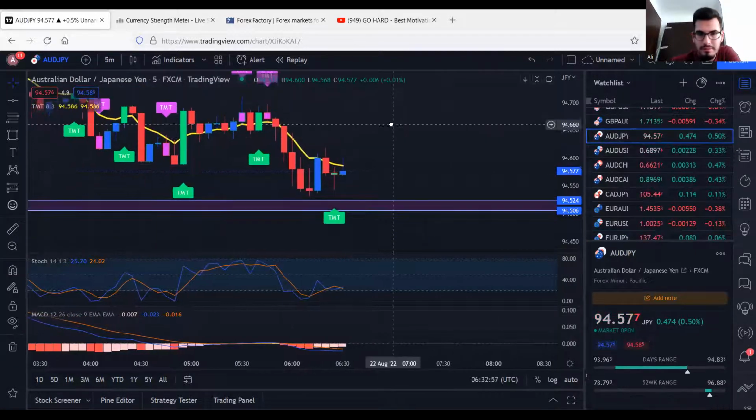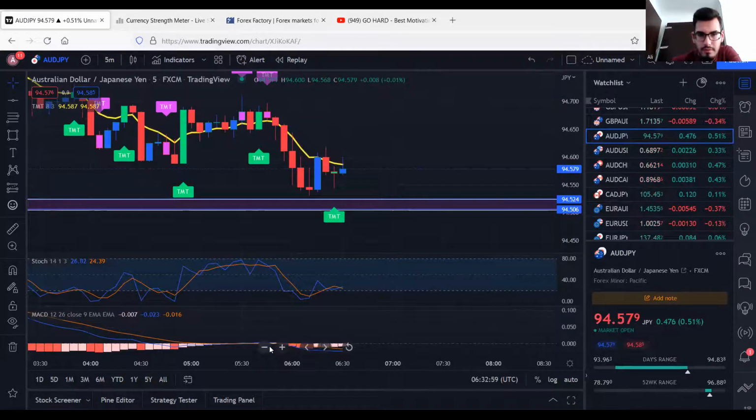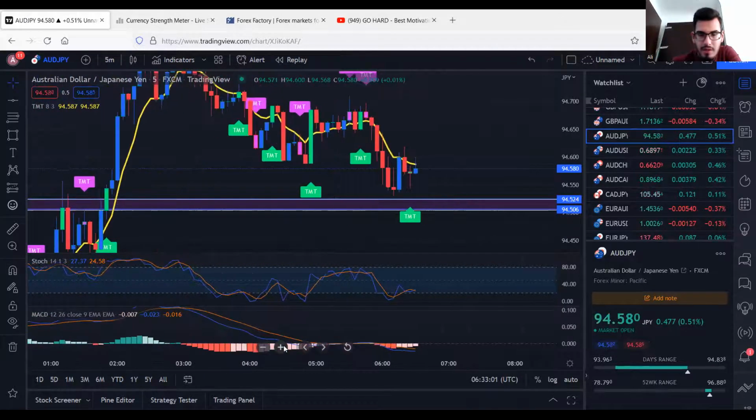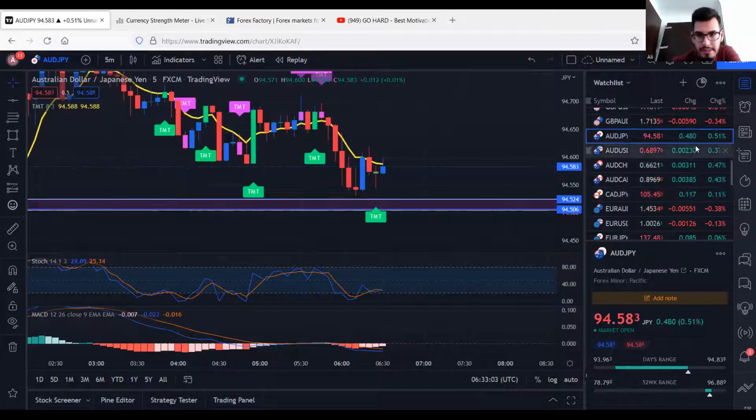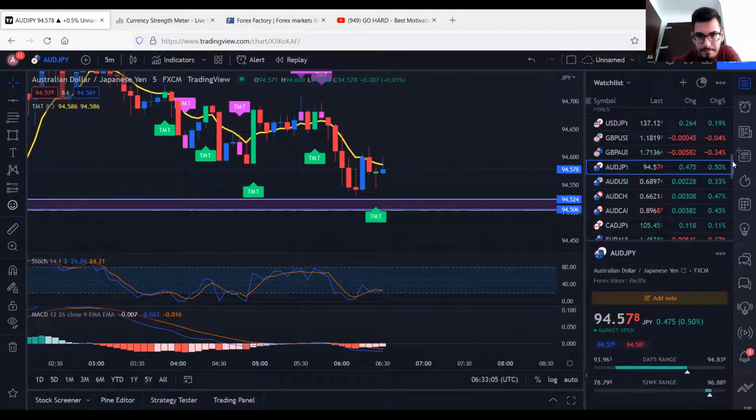I look at this, it's still going down. So the market is just moving crazy here. I'm not seeing any support resistance. It's just going down and down.